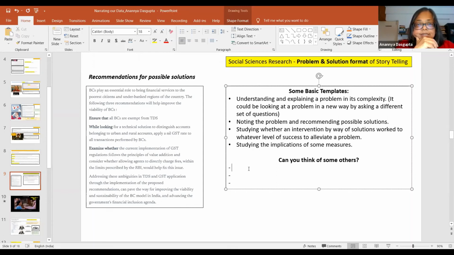So similar to the third point, but may I know who's speaking? Gayatri, go ahead, please. So a comparative study of different solutions to the same problem. So studying solutions, so it could be a comparative study, so a variation on that.